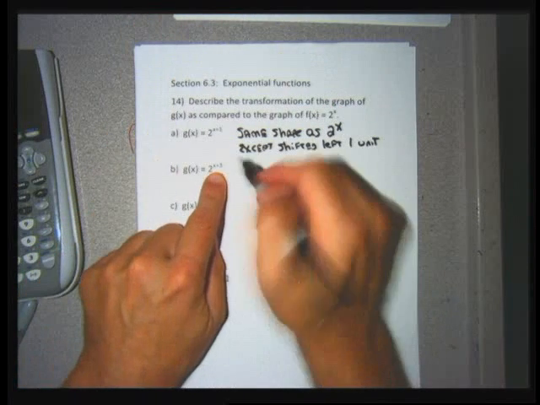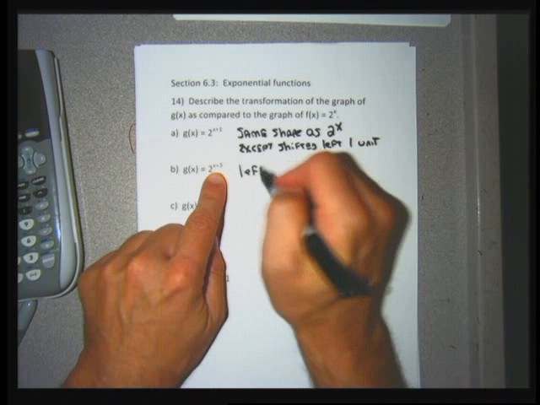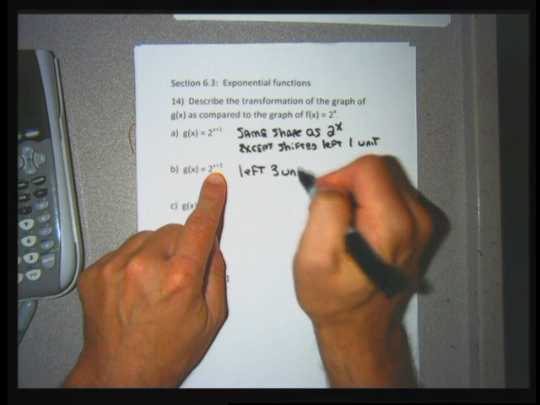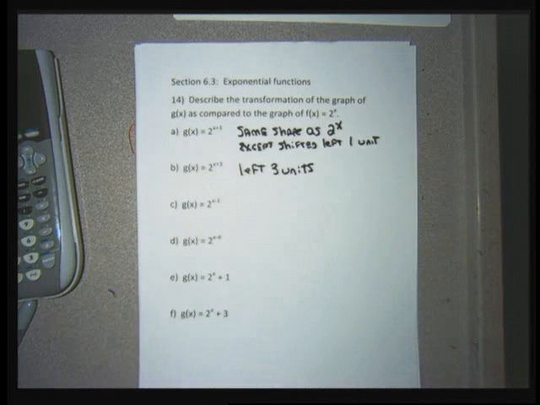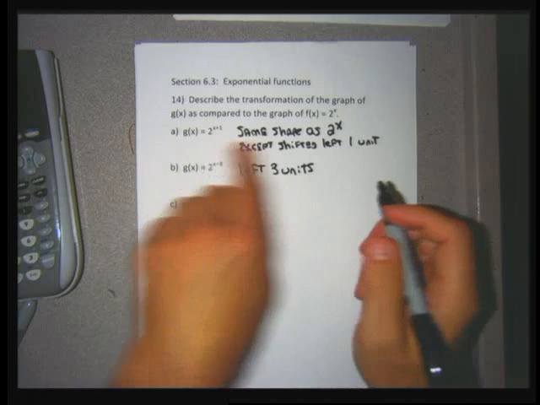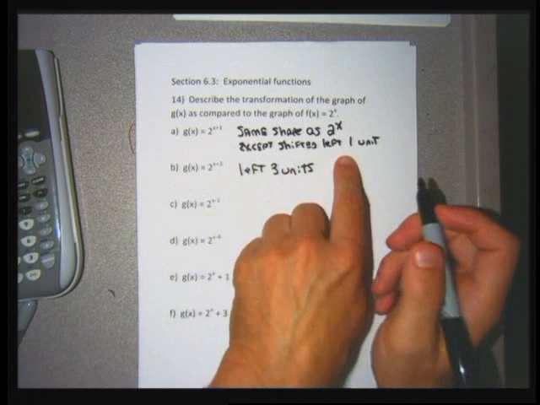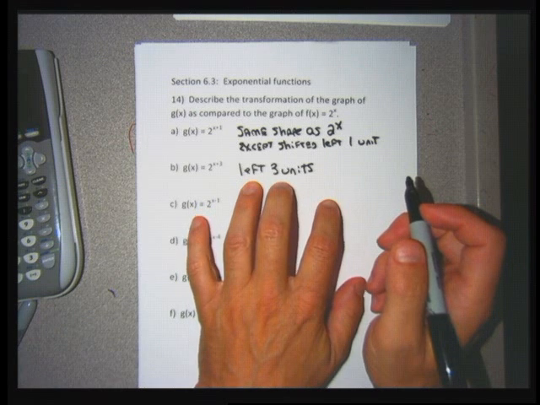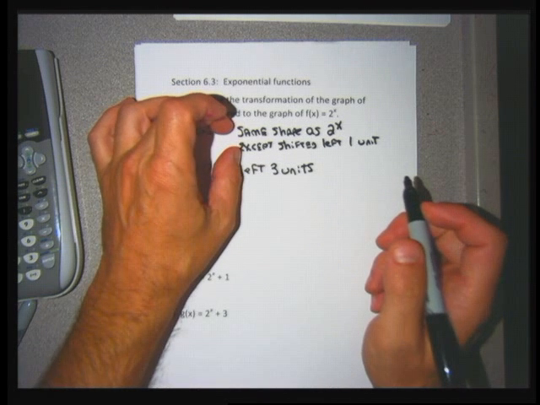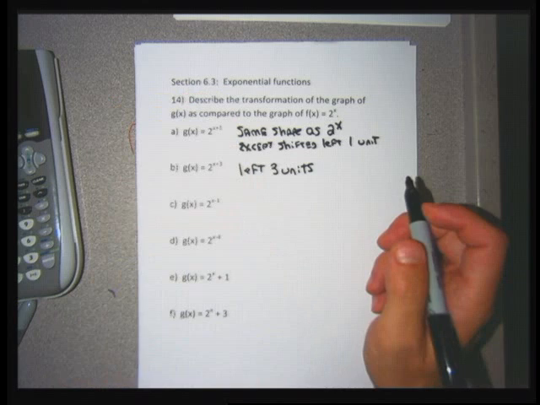As a matter of fact, I'm going to get super lazy. This plus 3 is going to move the graph left 3 units because it's in an exponent. In an exponent, plus moves it to the left, minus moves it to the right. And you could add all these words: say it's the same shape as 2 to the x, except it's shifted 1 unit to the left. Ultimately, this is the part that's important. The rest of this, although it's important, is going to be the same for every problem. I'm not going to write it down.